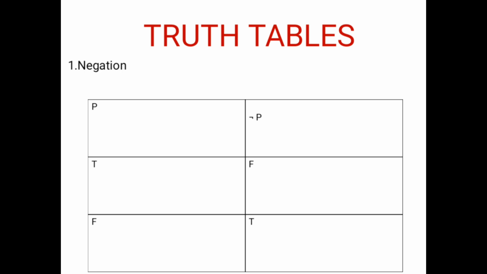First, we shall start with the truth tables. And our first table is the negation table. The negation for P is not P. For true is false. For false is true.